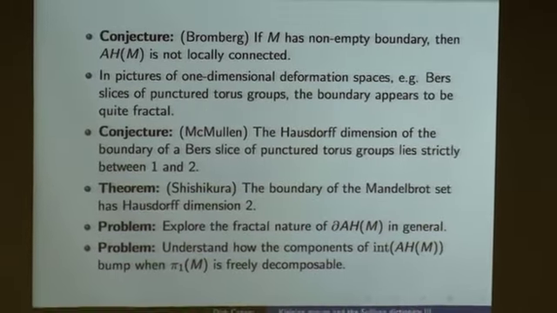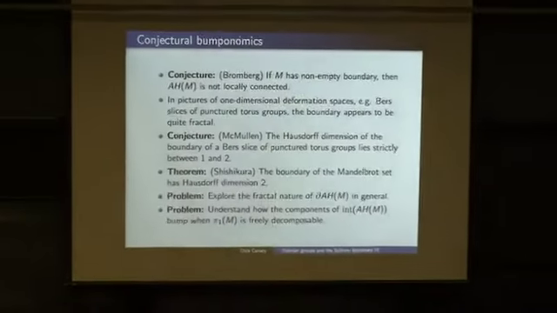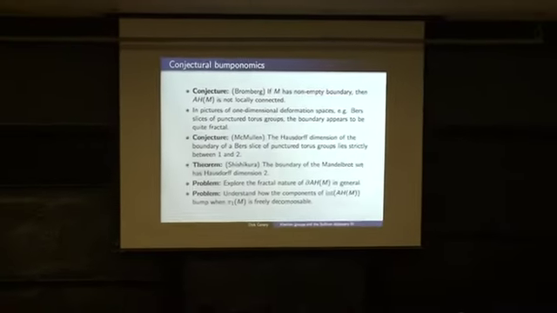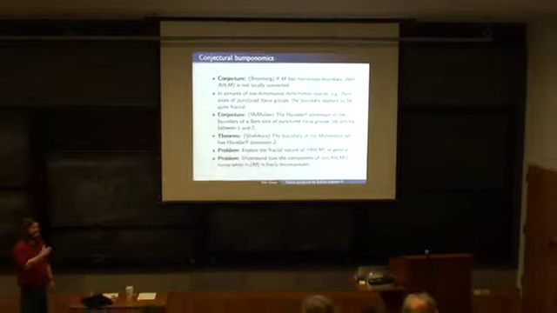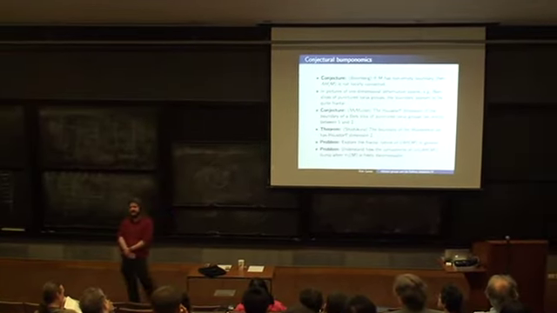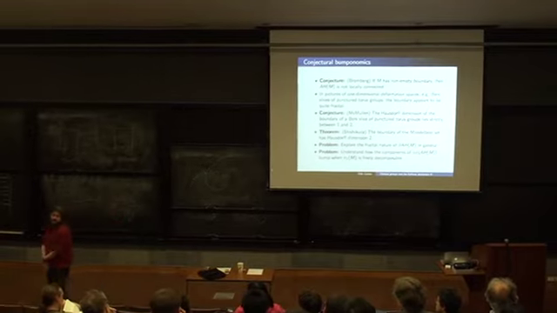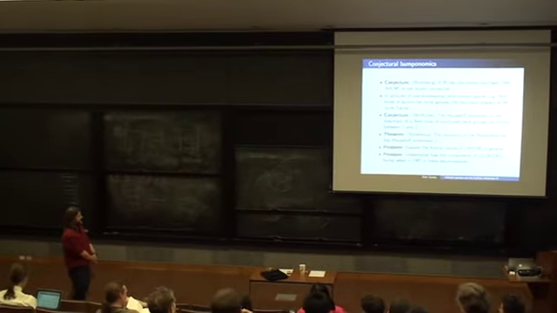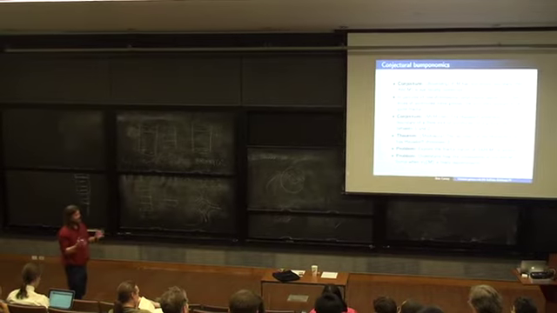But if you look at the pictures and think about it, Ken has a persuasive heuristic that even when there aren't essential annuli, you should still have lots of self-bumping, and in fact your space should not be locally connected. But there's very little evidence of that in terms of actual proof.